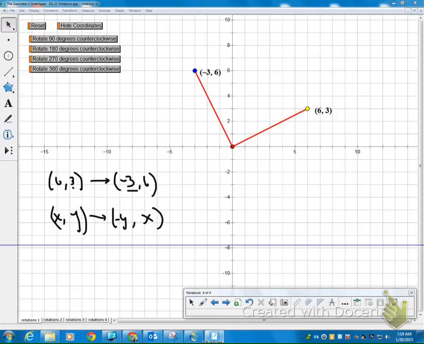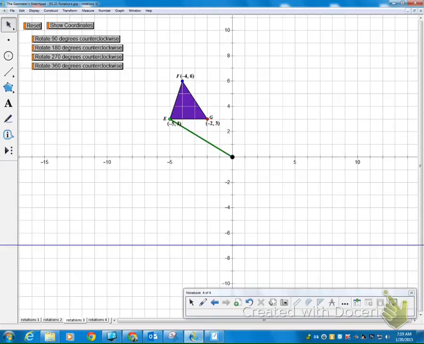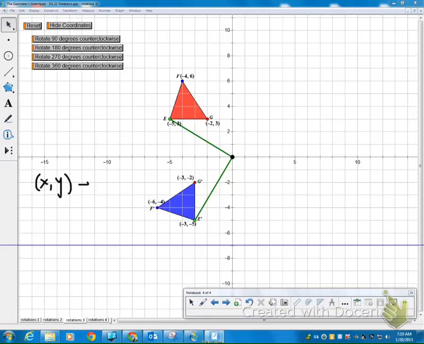Let's see if that happens again if I do another rotation, let's say with a shape like this triangle here. Again, I'm going to rotate it 90 degrees, and let's show the coordinates here, and let's look at what happens. So our rule that we just came up with is I'm going to take my original coordinates of (x, y), and I'm going to flip them so it becomes (-y, x). That means I'm going to change the sign of my y, whether it was negative to positive or positive to negative, and then I'm going to leave my x the same.